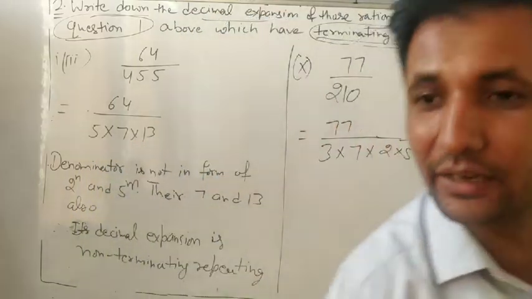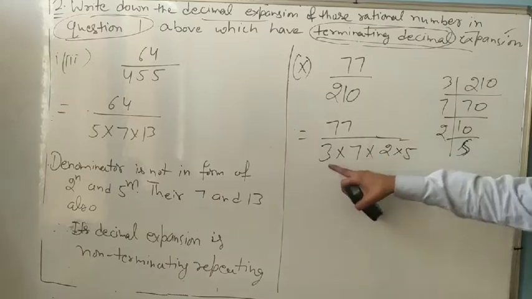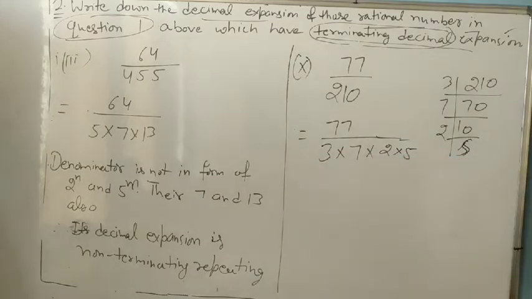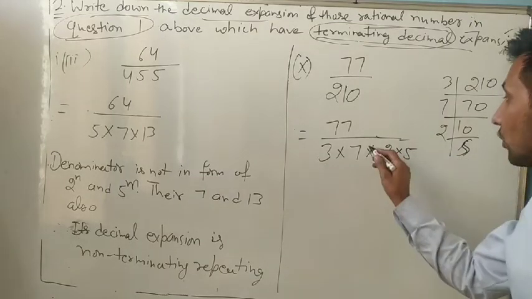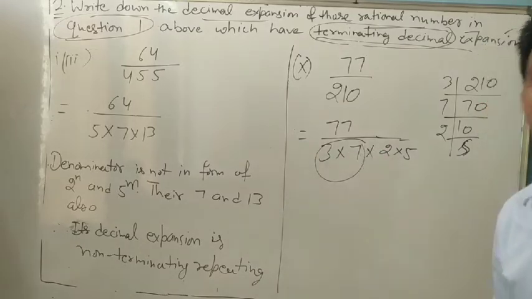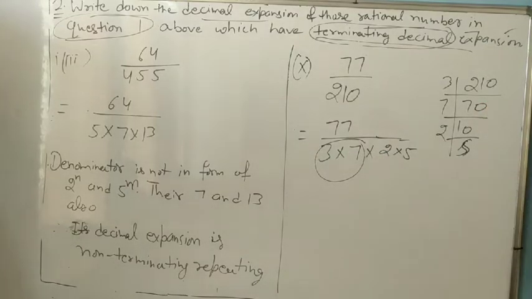Again you can check it in this one also. The denominator is not of the form 2 and 5, because what is given here? 3 and 7 also. So therefore it is non-terminating repeating. So do all the other parts yourself.